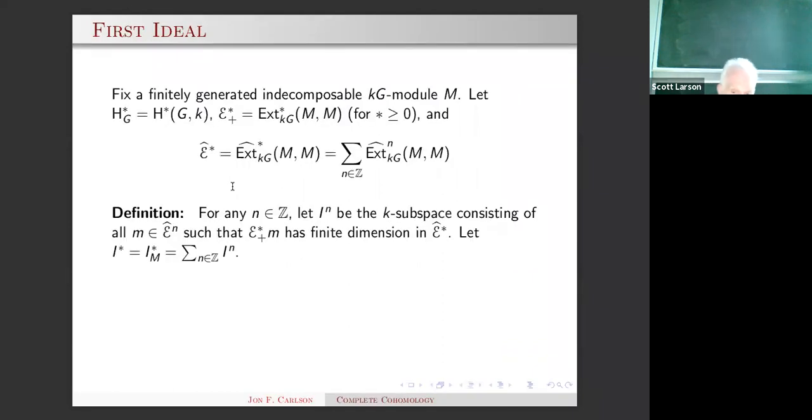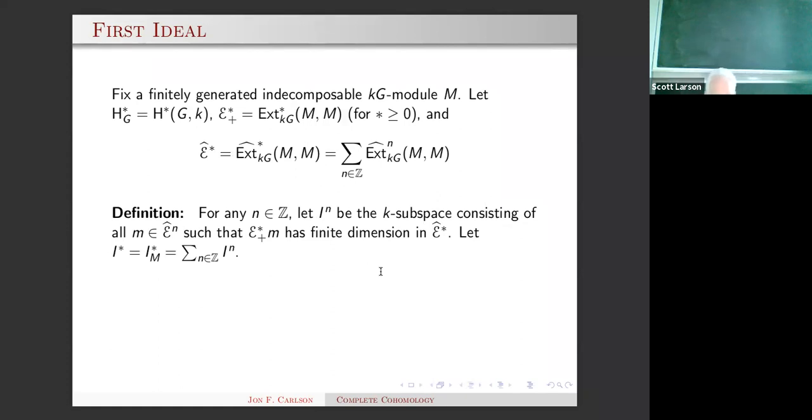Okay. And here's my first ideal. My first ideal is I'm going to take the K subspace. For any n, I'm going to take the K subspace of this complete cohomology generated by the set of all elements M with the property that if I multiply it by this cohomology ring in non-negative degrees, it has finite dimension.